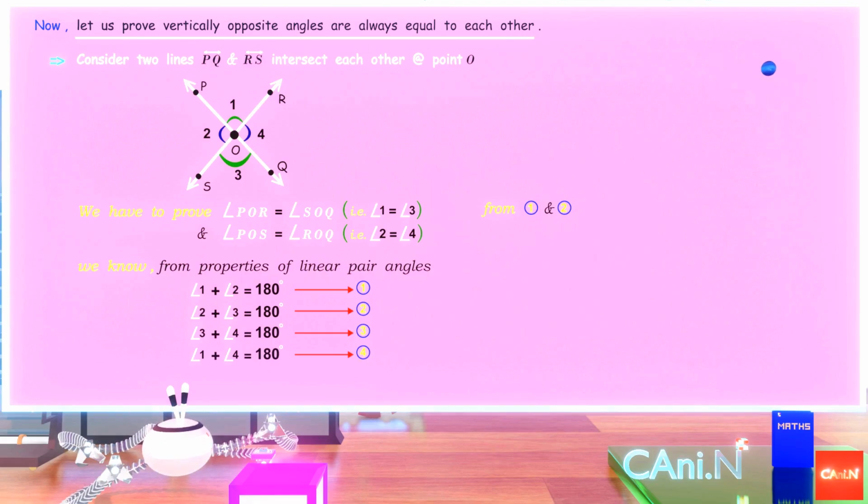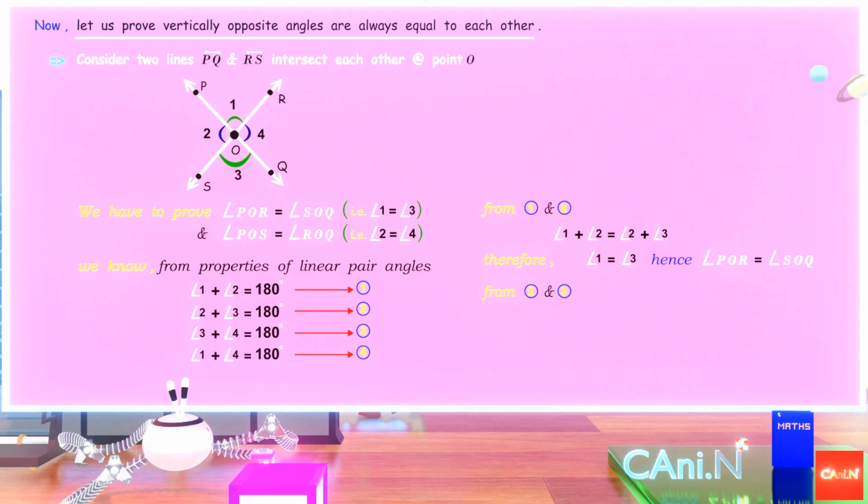From 1 and 2, angle 1 plus angle 2 equals angle 2 plus angle 3. Therefore, angle 1 equals angle 3, hence, angle POR equals angle SOQ. From 2 and 3, angle 2 plus angle 3 equals angle 3 plus angle 4. Therefore, angle 2 equals angle 4, hence, angle POS equals angle ROQ.